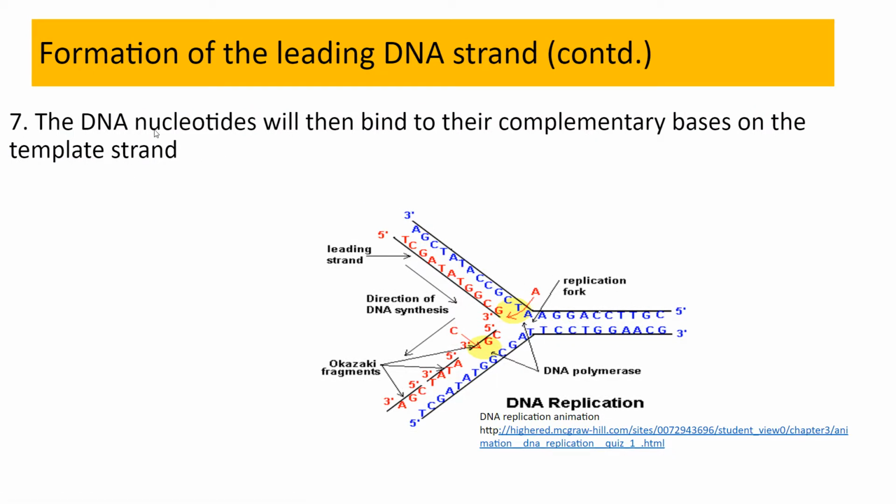Here we've got the DNA nucleotides will then bind to their complementary bases on the template strand. So once they're in place, they then bind to their complementary bases, and a hydrogen bond would then form between each of these.